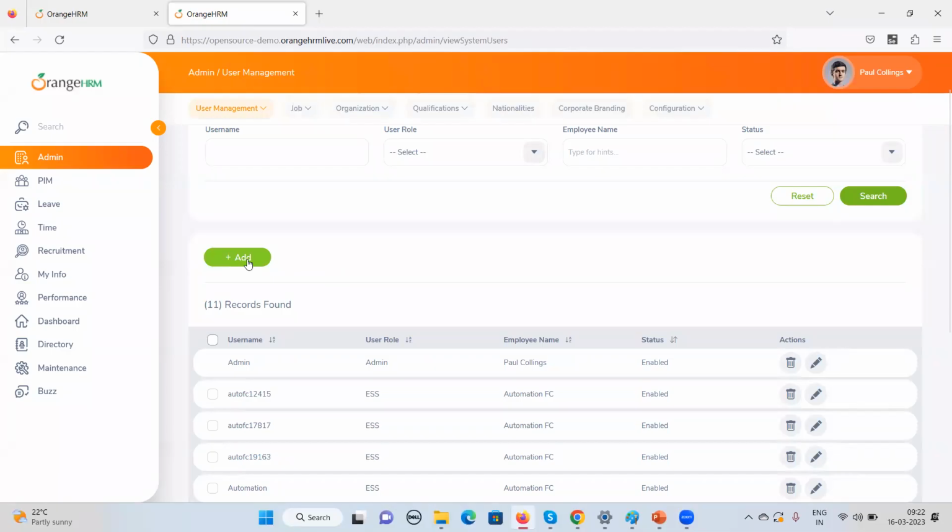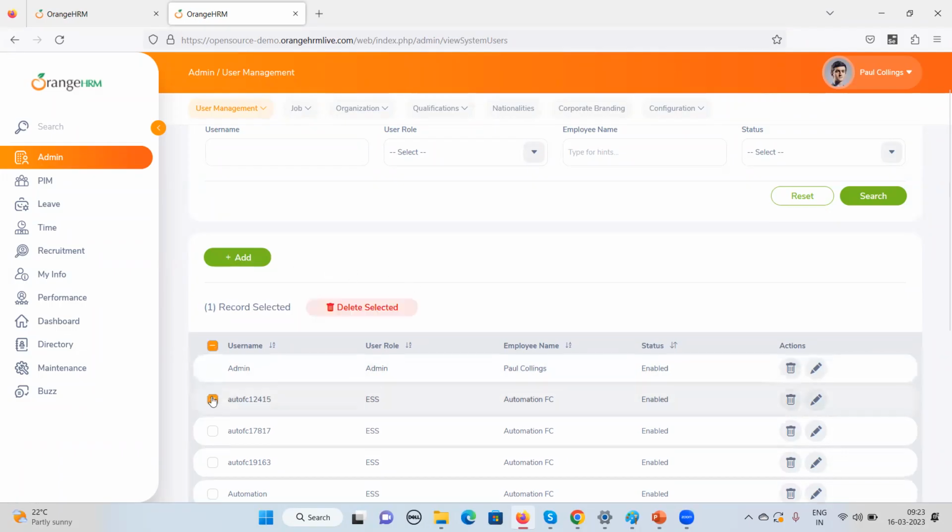Instead of add, they have given create, and they have added some set of buttons here: create, update, delete, edit. Instead of these icons, they are going to add some set of buttons here itself. When you click the record, you can just click on it and you can update the details.